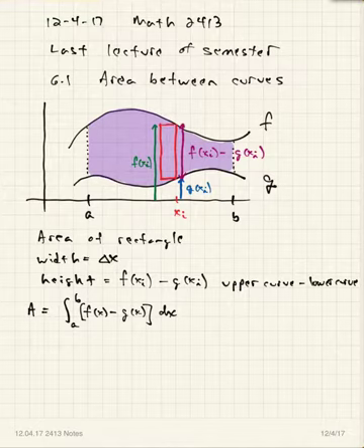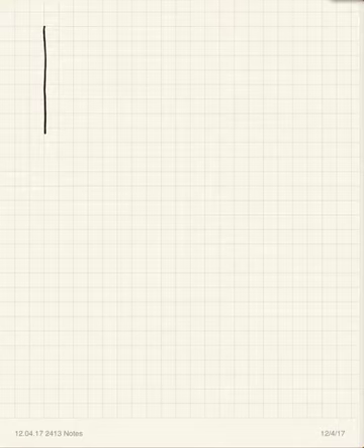Now, I want to draw a couple more pictures here because in that picture, both of those curves, f and g, are both above the x-axis. So what if the curves weren't both above the x-axis in the interval that we were interested in, in this case the interval from a to b? So what if one of the curves was above the x-axis and the other one was below the x-axis? Does that make a difference?